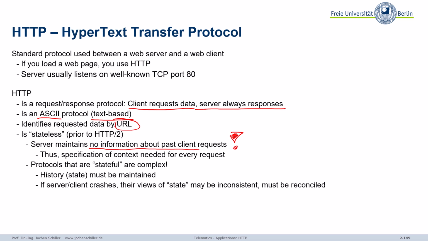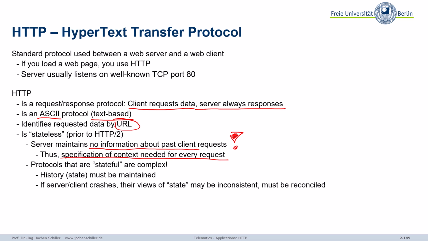So you asked 1,000 times about a certain resource, the server doesn't know it. The server will deliver again and again and again the same resource depending on the URL. So you have to specify the whole context for every request. And we will see this is quite verbose.